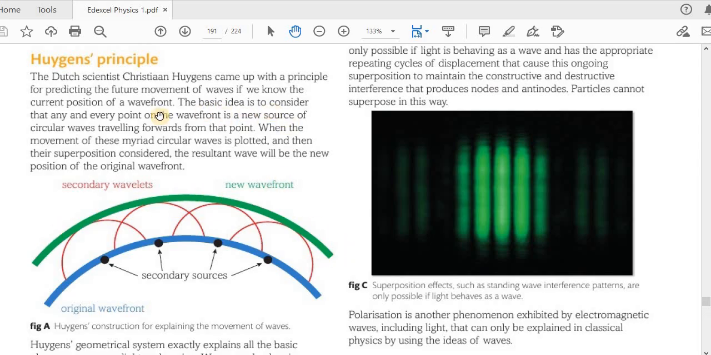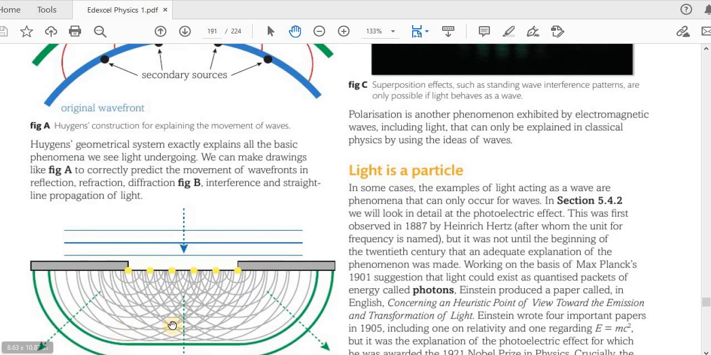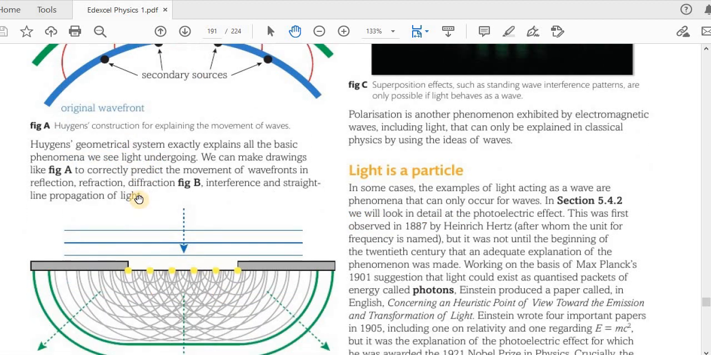Again, the basic idea is to consider that any and every point on the wavefront is a new source of circular waves traveling forwards from that point. When the movement of these myriad circular waves is plotted, and then their superposition considered, the resultant wave will be the position of the original wavefront. So here you can see that you all would have learnt about interference of waves and diffraction. Even in the O-level classes you have learned that.